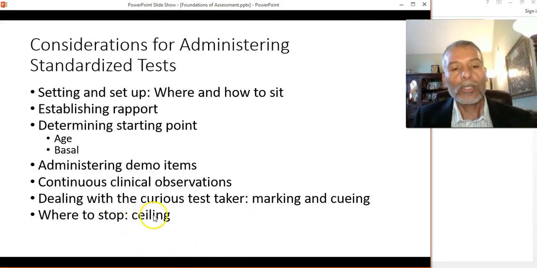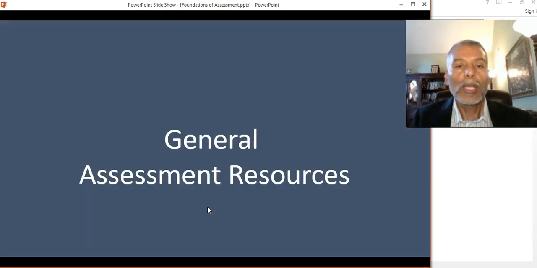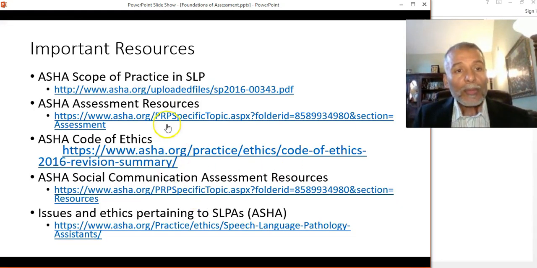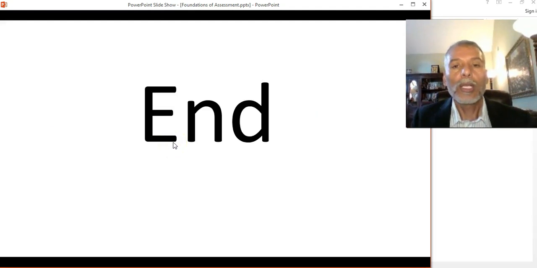And then where to stop? We said you reach the ceiling, and this is where you stop and calculate your raw score. From there, you go to the manuals. There are many resources here, and some of them are online, and I'm going to add the rest of these also to the resource folder on Blackboard.